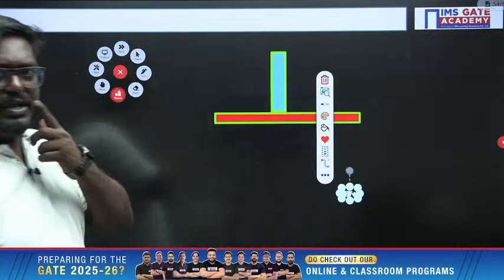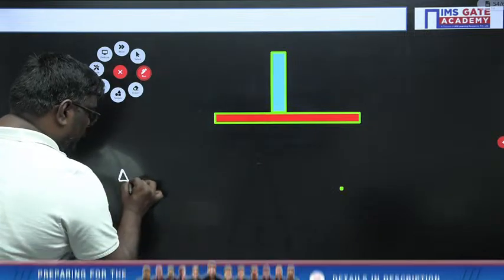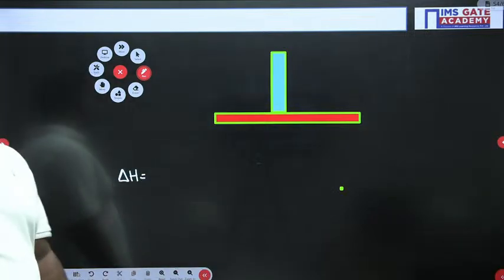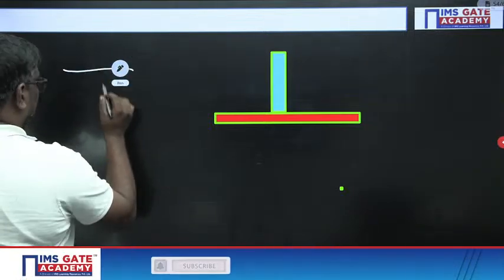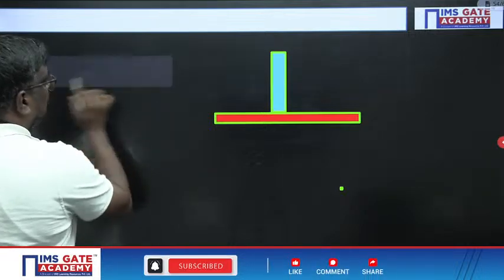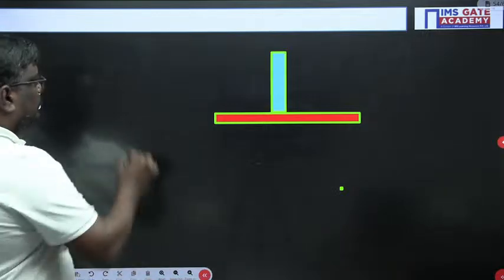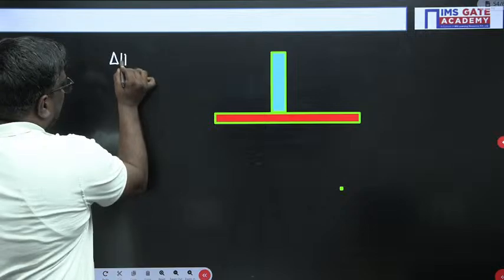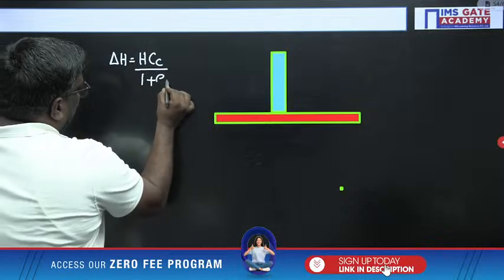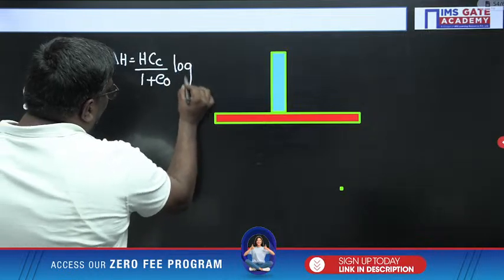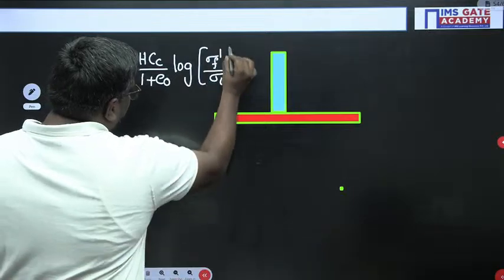Now see students, if they ask you how to calculate the settlement, I told you already, we have told already. What is delta H, sir? Delta H can be written as what I will tell you here. What is delta H here? Delta H is nothing but H into Cc upon 1 plus e naught into log of sigma final effective stress upon sigma initial stress.